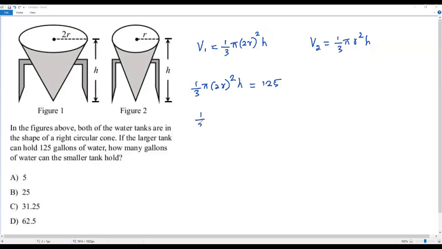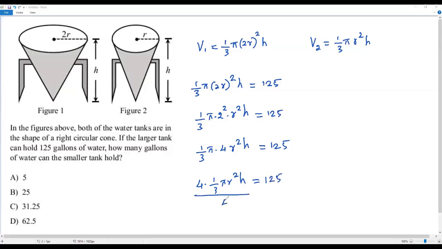Now 1/3 times pi times, here 2 and r are multiplied and we have the exponent 2 in common. Whenever two terms are multiplied and we have a common exponent, the exponent can be applied separately to each term and the results multiplied. Then I'm getting 2 squared times r squared times h equals 125. The value of 2 squared is 4, so 1/3 times pi times 4r squared times h equals 125. We can write this 4 in front of the 1/3 pi, so I'm getting 4 times 1/3 pi r squared h equals 125.